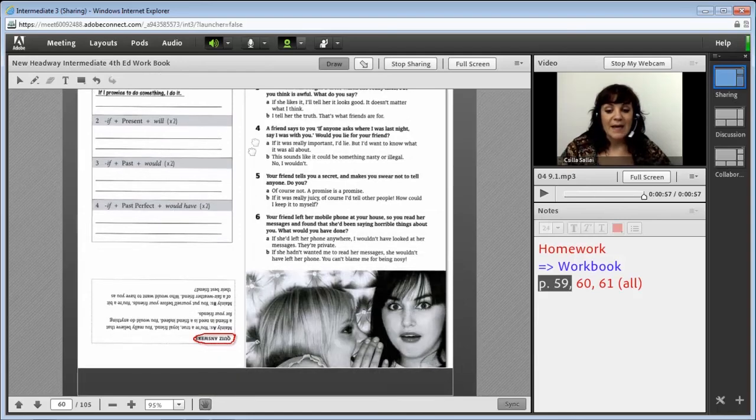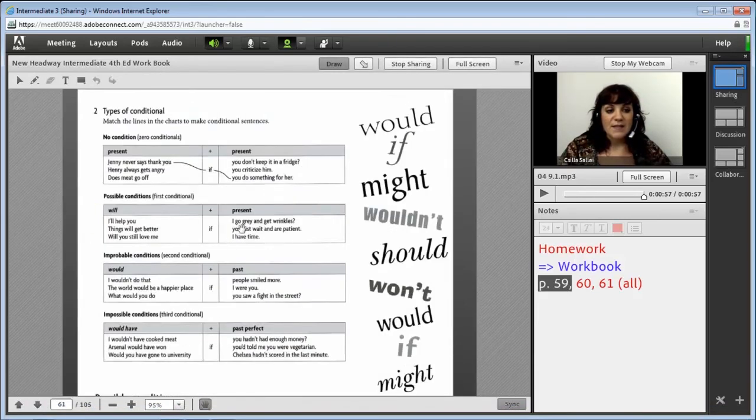And then let's move on to page 60. Page 60. Still about the conditionals, as you could expect. Types of conditional. Again, you have all the 4 conditionals here. Match the lines in the charts to make conditional sentences. So we have the zero conditionals. You just need to match the lines to make nice zero conditional sentences. And then we have the first conditional here. Again, you just need to match the lines. You have questions, you have negative sentences, positive sentences, so it's a really good practice for all the conditionals.